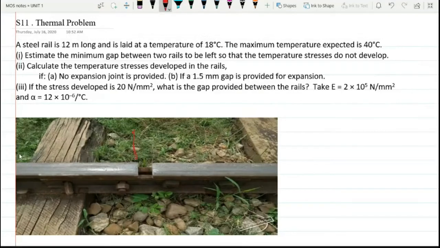So from here, I think it is 12 meter. This rail is 12 meter and this rail is also 12 meter.